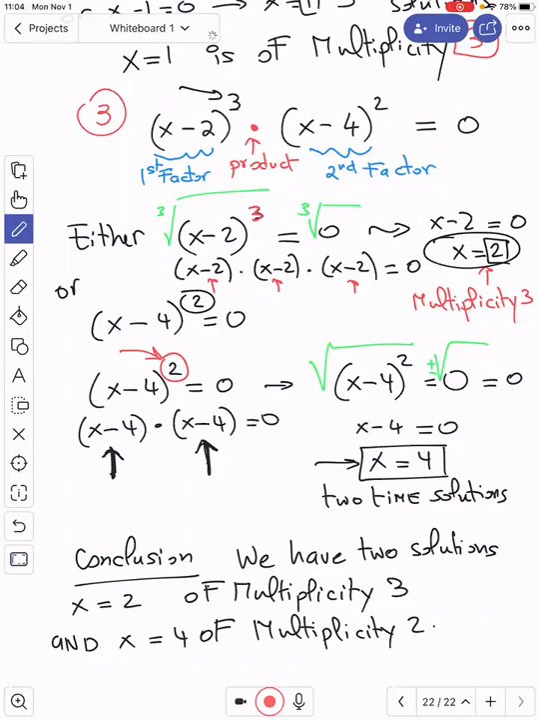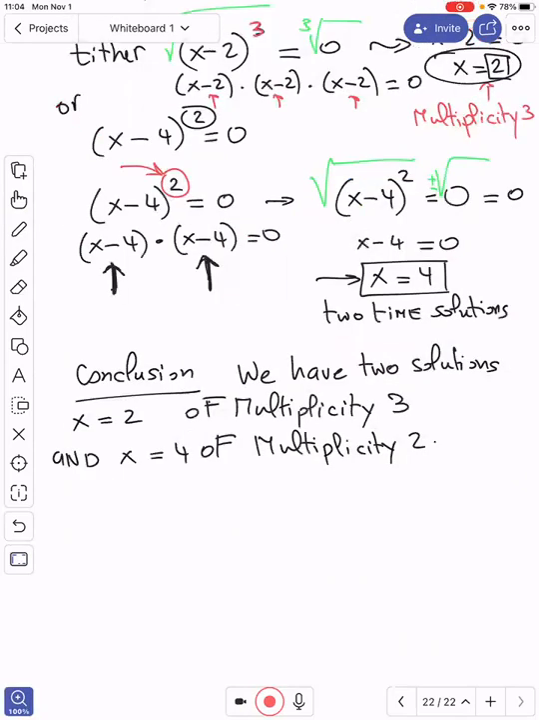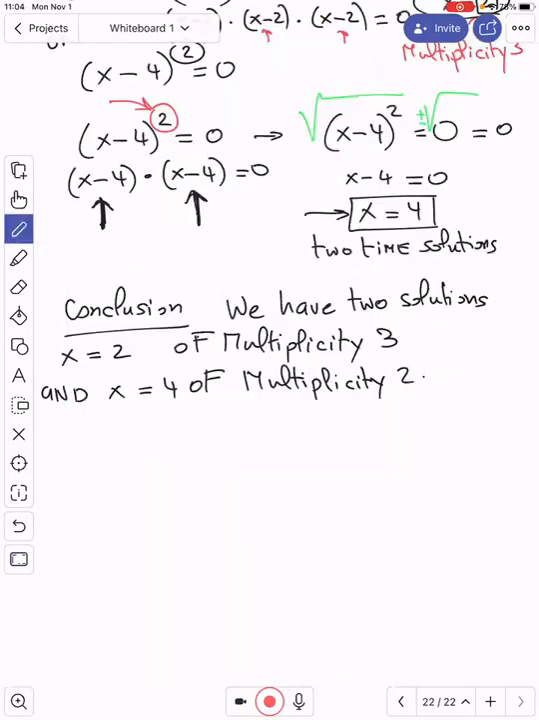So you may ask yourself, why do we bother to count how many times these solutions occur? Well, this multiplicity is actually going to help us graph our function f, because of the following. So we have the following claim.